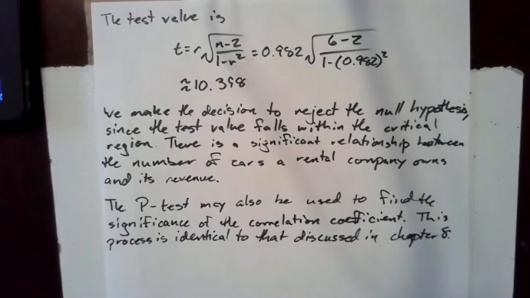Which is 10.398, and we make the decision to reject the null hypothesis since the test value falls within the critical region. There is a significant relationship between the number of cars a rental company owns and its revenue.